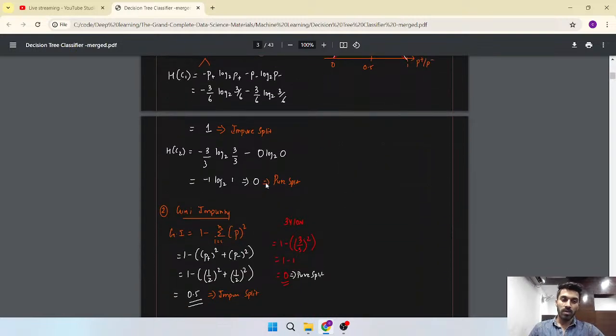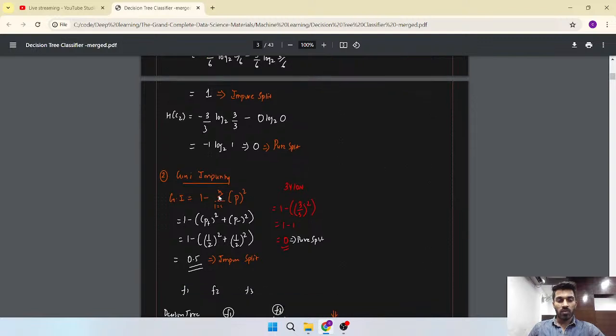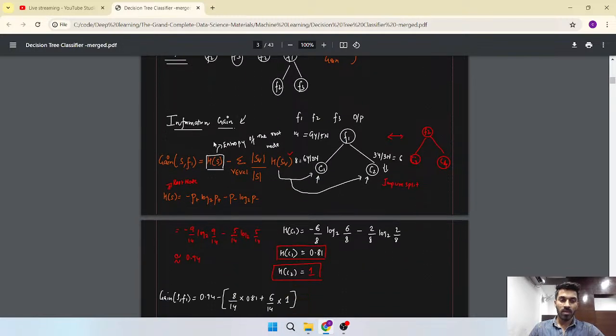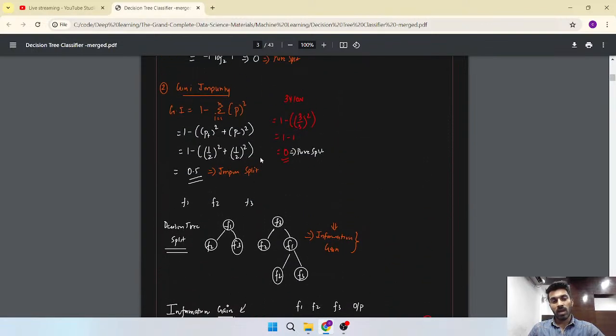Now, coming to the point, Gini impurity, this is the formula. If you have a pure split, then this is 0, and for an impure split, the maximum ranges from 0 to 0.5. And now comes information gain. Let's go to information gain after some time.